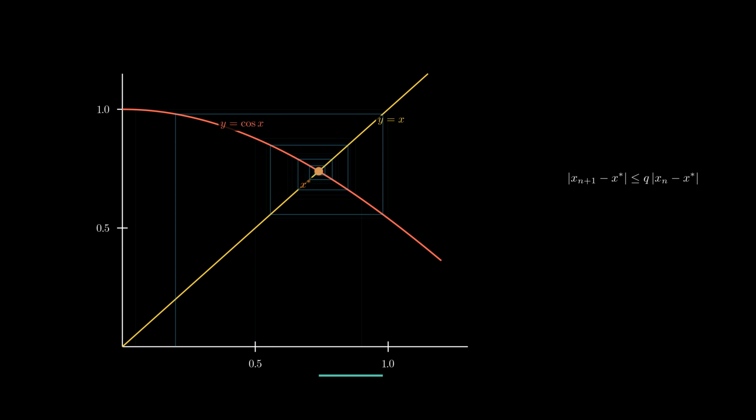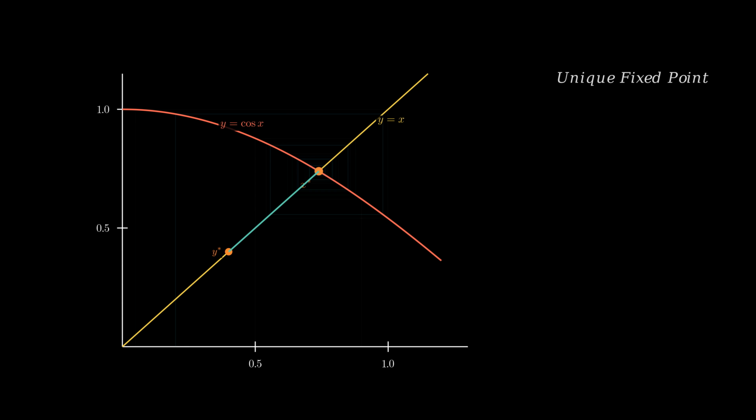Each step shrinks the error by at most q. After n steps, the error is at most q to the n times the starting distance. The theorem gives a computable bound. After 20 steps from 0.2, the error is guaranteed below 0.002. The actual error is about 0.00014.